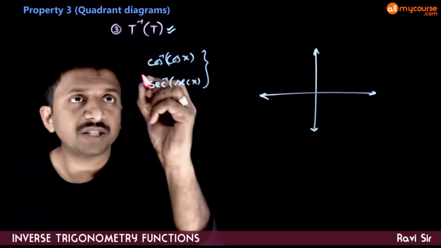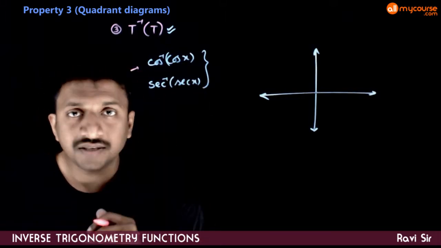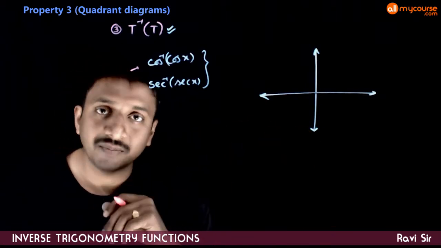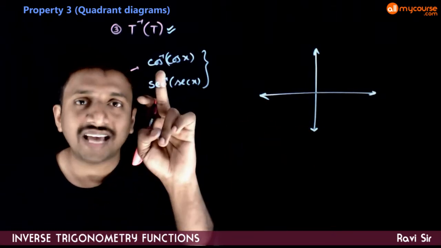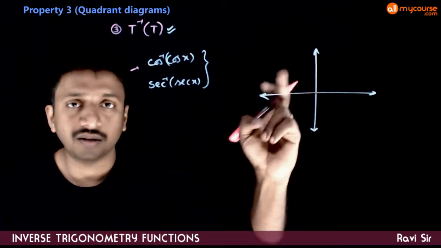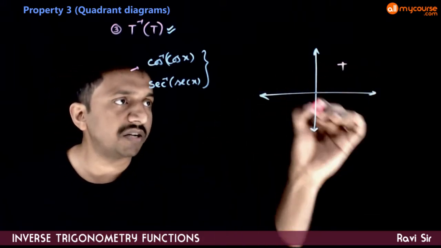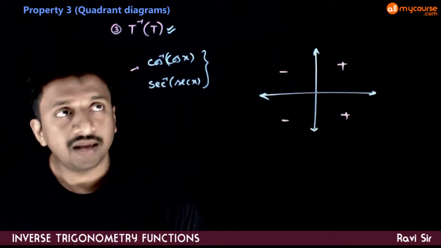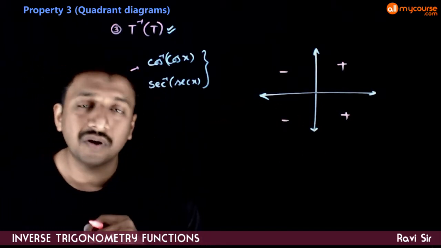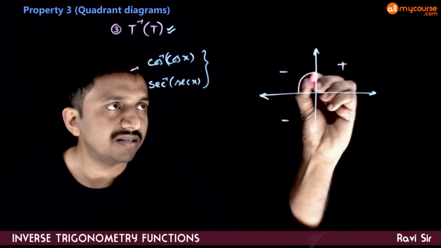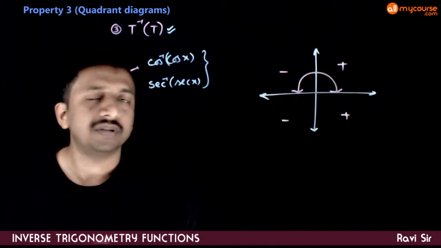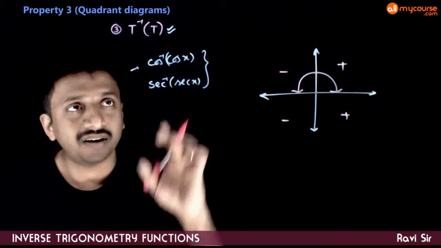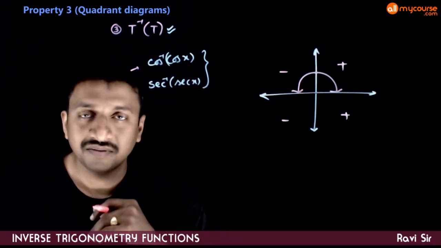Next, corresponding to cos inverse of cos x and secant inverse of secant x. The quadrant diagram looks like this. So what are the signs of cos in the quadrants? Cos is positive here, negative here, negative here. And what is the range of cos inverse and secant inverse? 0 to pi. So this is the quadrant diagram for cos inverse and secant inverse.